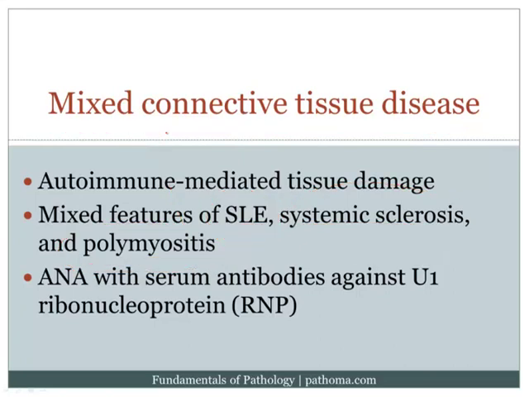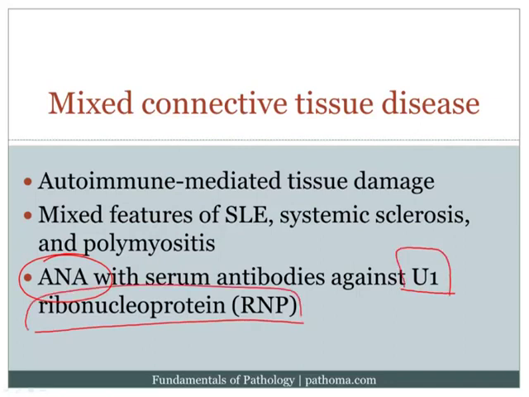But the most important take-home and the highest yield is that patients with mixed connective tissue disease will have an ANA, but they'll also have antibodies against U1 ribonucleoprotein. And that is a very important take-home point. So that concludes this section on more specific autoimmune disorders.